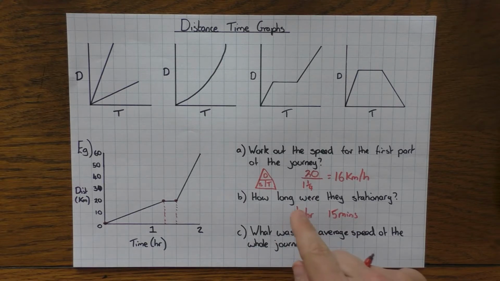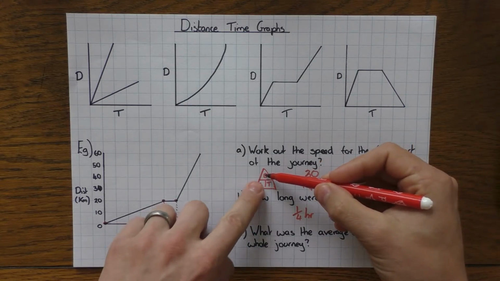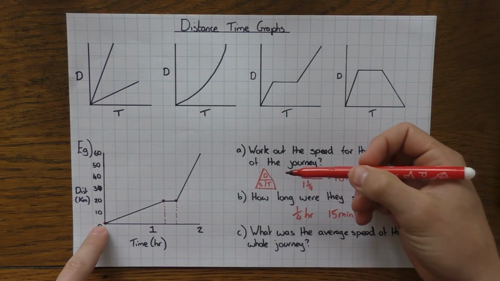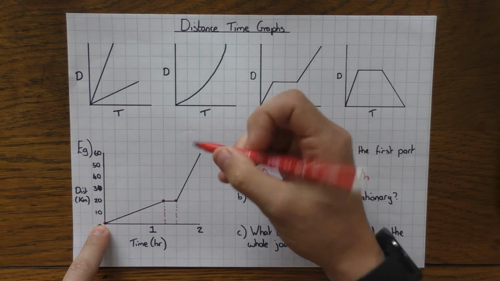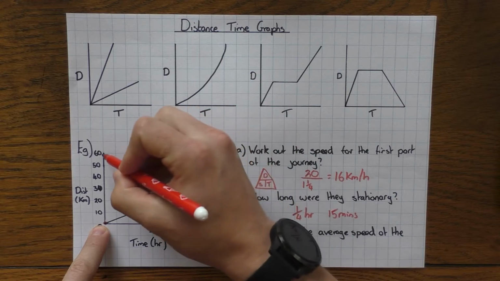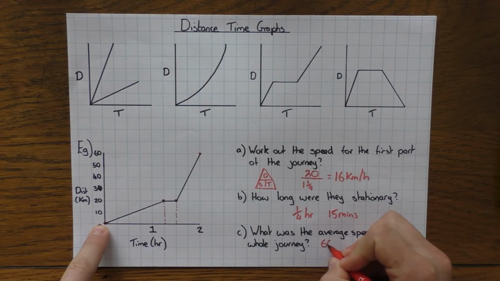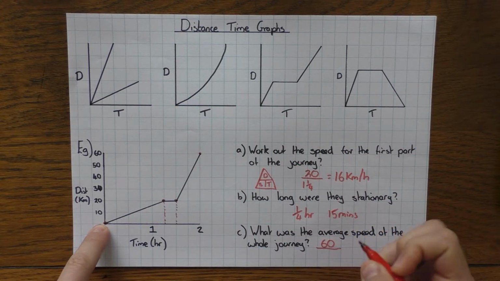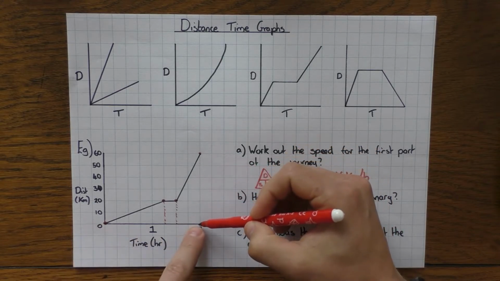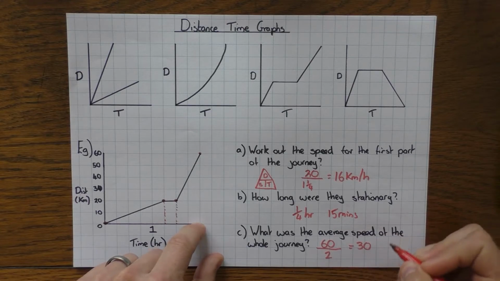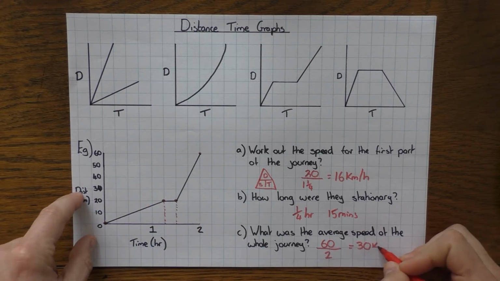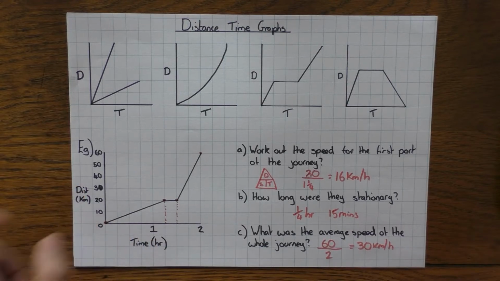What was the average speed of the whole journey? Okay, so again, I want the speed, so it's going to be the distance divided by the time. But what was the whole distance? Well, the whole distance started at 0. This is the whole journey, and it ended here, which we go across is 60. So the whole distance was 60 kilometers. The whole time was 2 hours. So 60 divided by 2 is 30. And the speed again is kilometers per hour.